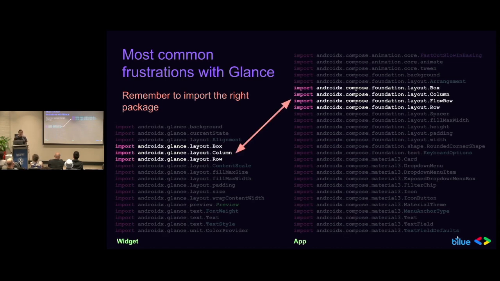They may look the same. You might think to yourself, we've got box, column, row in both. They just don't exist. Flow row doesn't exist in Glance, which is really irritating. So you sort of have to be a bit clever. One of the things that doesn't exist, which is annoying, is in Compose we've got card, which you think is a pretty straightforward composable. No, that doesn't exist in Glance, which is really frustrating.